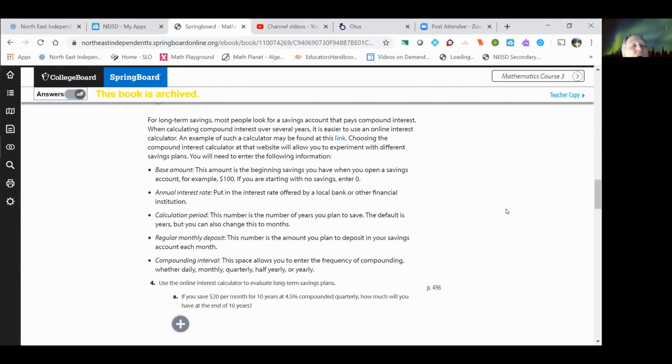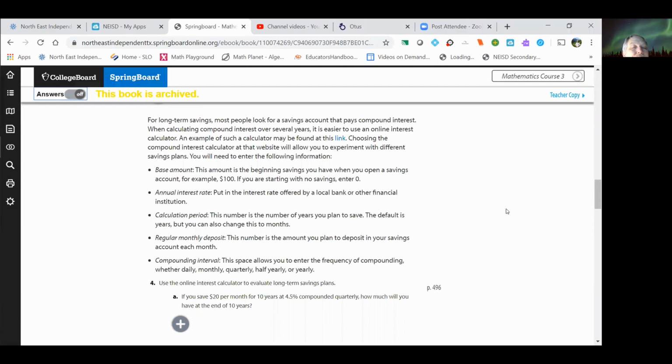$1,008.97. For long-term savings, most people look for a savings account that pays compound interest. When calculating compound interest over several years, it is easier to use an online interest calculator. An example of such a calculator may be found at this link. Choosing the compound interest calculator at that website will allow you to experiment with different savings plans. You will need to enter the following information.